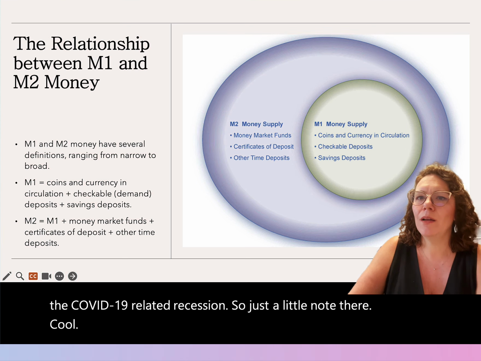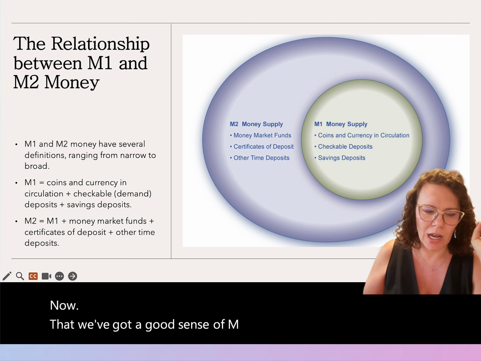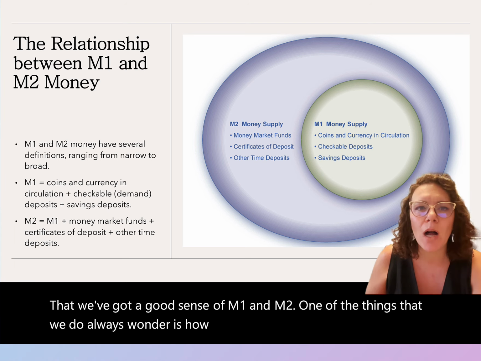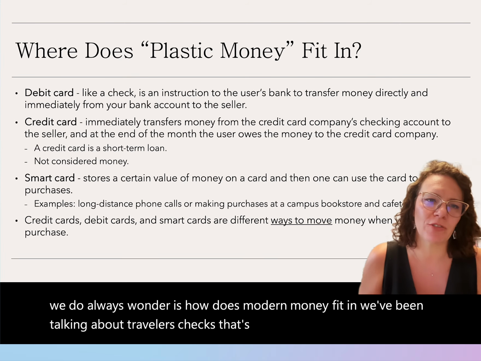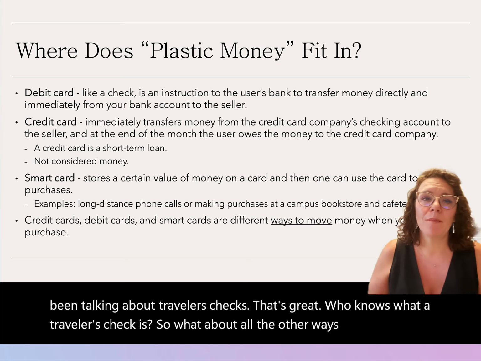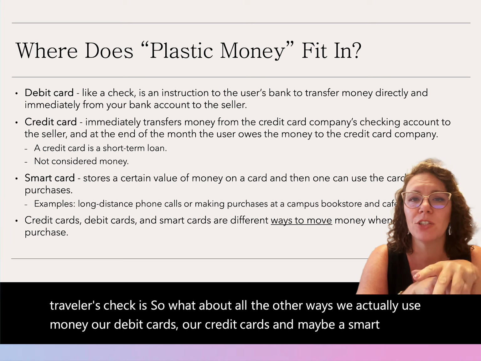Now that we've got a good sense of M1 and M2, one of the things that we do always wonder is how does modern money fit in? We've been talking about traveler's checks. That's great. Who knows what a traveler's check is? So what about all the other ways we actually use money? Our debit cards, our credit cards, and maybe a smart card or money on your phone.